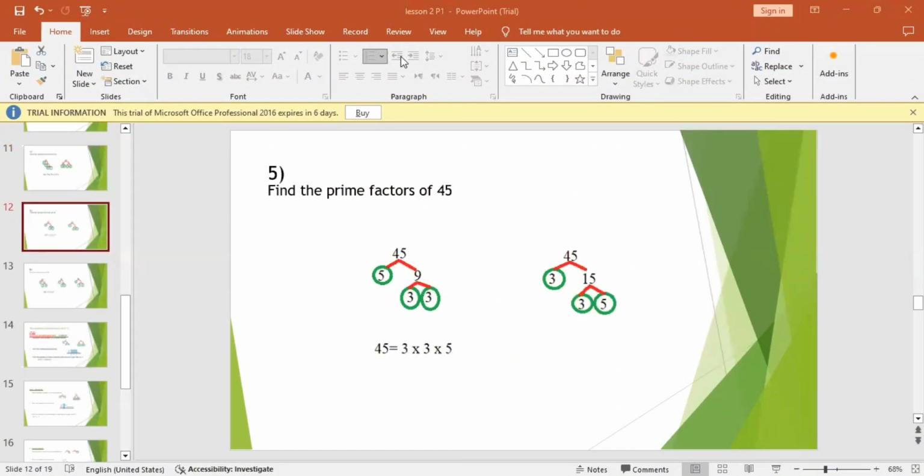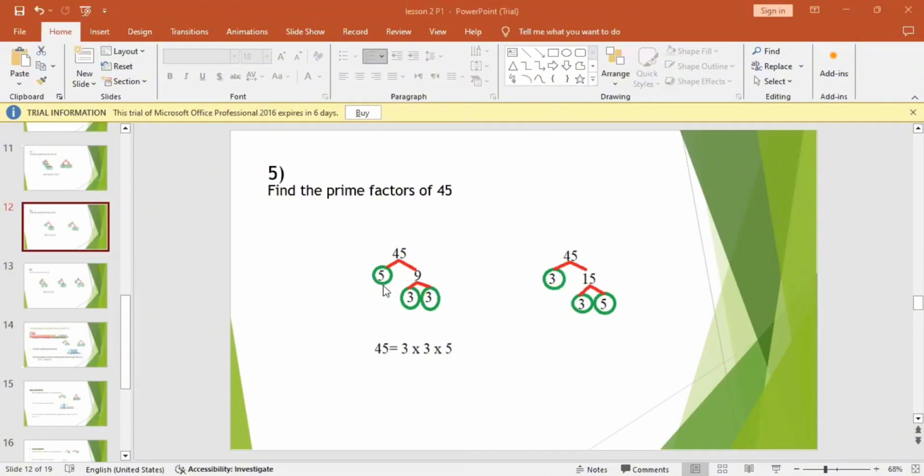Find the prime factors of 45. I can get the prime factors of 45 by multiplying 5 times by 9. Then prime factors of 9, 3 times 3. So the prime factors of 45 are 3 times 3 times 5.